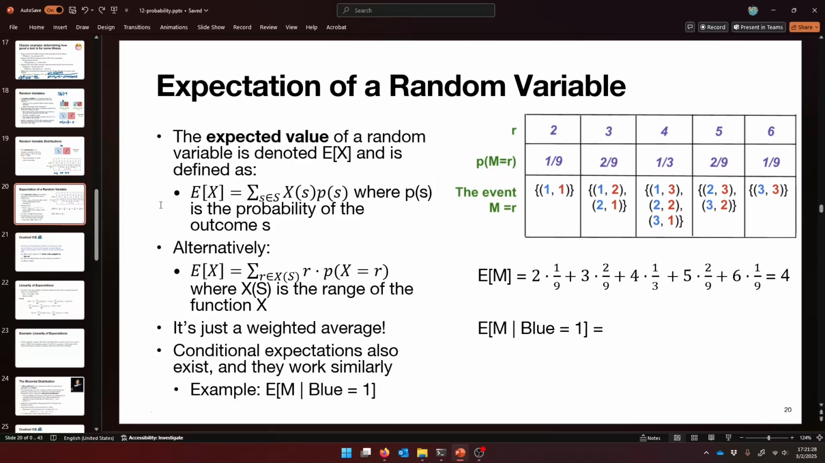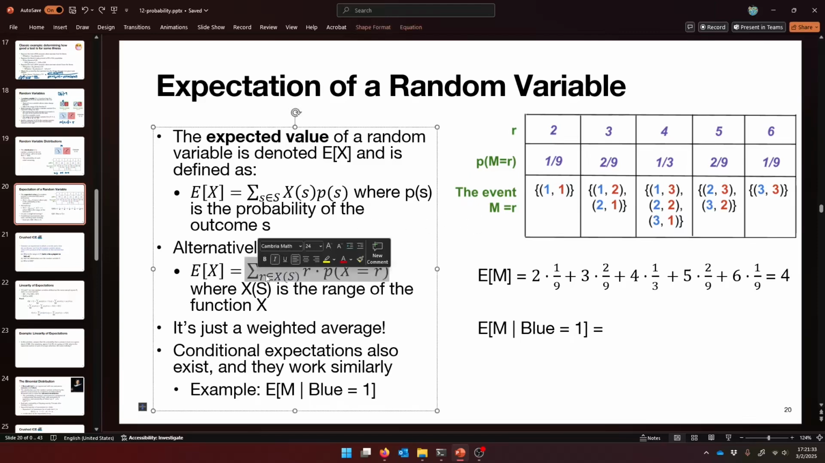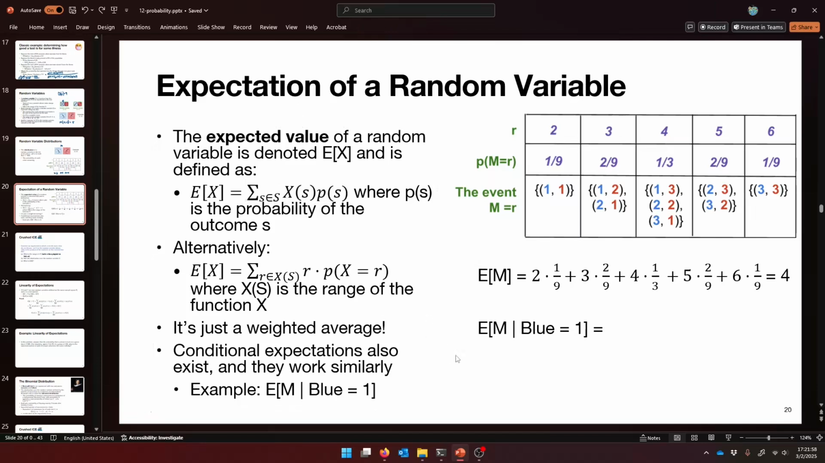If you stare at this long enough, there's an easier way to get at it. For every value that the random variable takes on, this is another way to do it: take that value, multiply it by the probability that the random variable landed on that value. And remember, X of S is the range of your random variable, which is just secretly a function. So it's just a weighted average, the number times the probability that it landed on that number, whichever way you want to look at it. It kind of tells you what you can expect out of the random variable if you look at it enough, on average, kind of. Okay, so that's how that works.